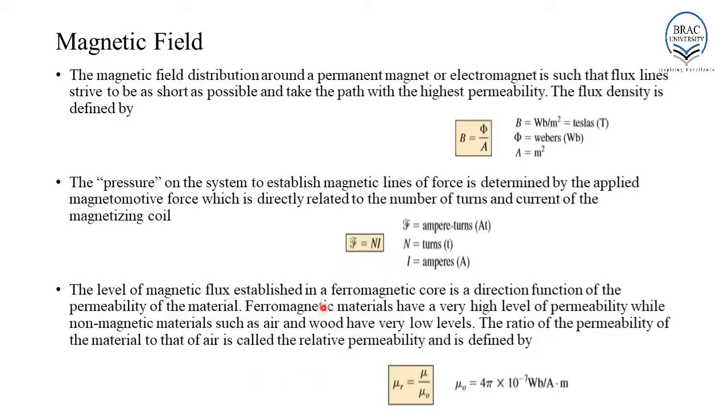The level of magnetic flux established in a ferromagnetic core is a direct function of the permeability of the material. Ferromagnetic materials have high levels of permeability, while non-magnetic materials such as air and wood have very low levels. The ratio of the permeability of the material to that of air is called relative permeability and is defined by mu r equals mu divided by mu naught, where mu naught equals 4 pi into 10 to the power minus 7 Weber per ampere meter.